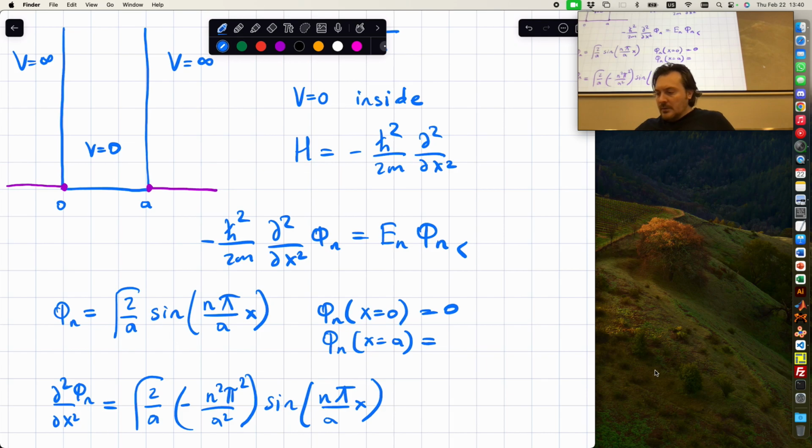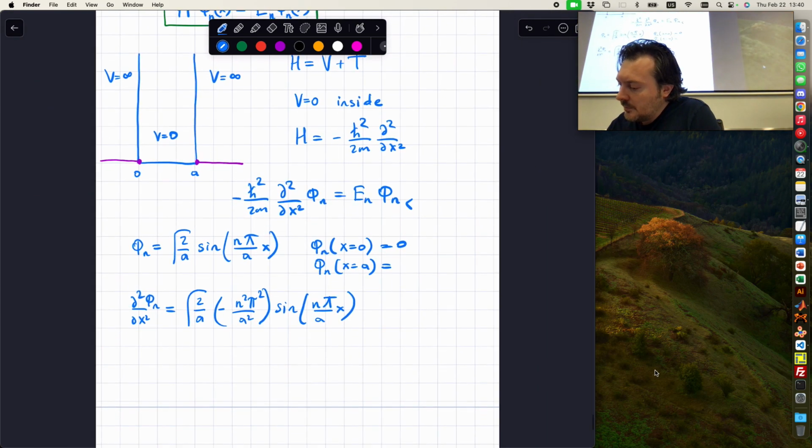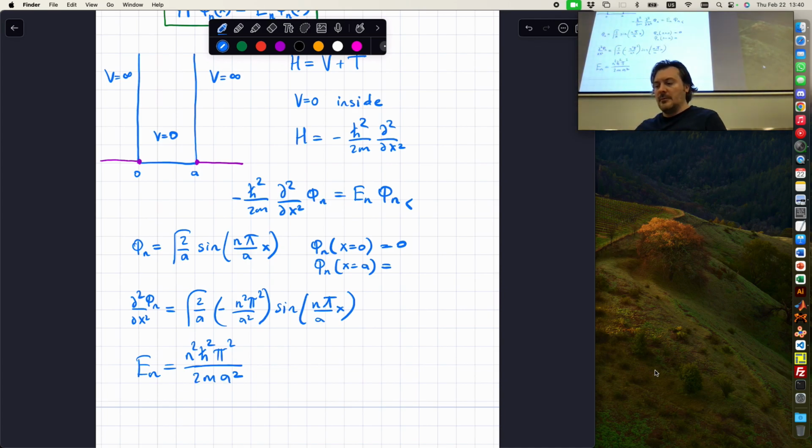Good? Now if you plug it in, you will see that E n comes out as h bar squared pi squared n squared over 2 m a squared. Okay? It's a very well-known formula, that's why I know it by heart. But if you also plug it in, you will see that it is the case.